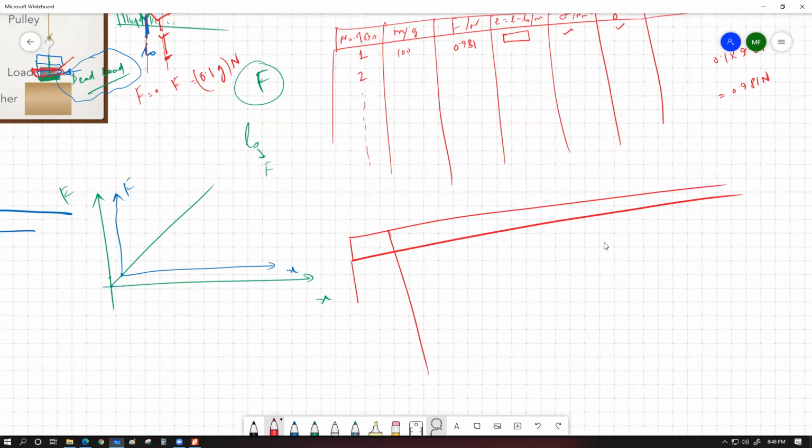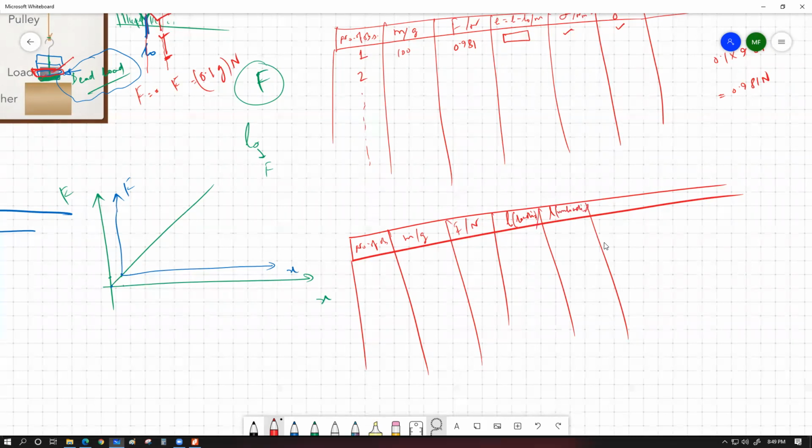So let's say this is our number of observation. We have the mass in gram. We have the force calculated in Newton. We have the length of the wire while loading. We have the length of the wire while unloading.